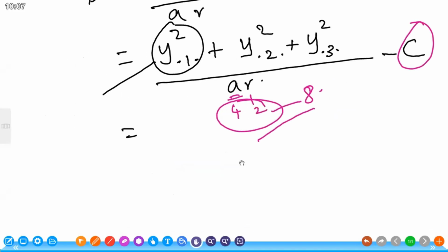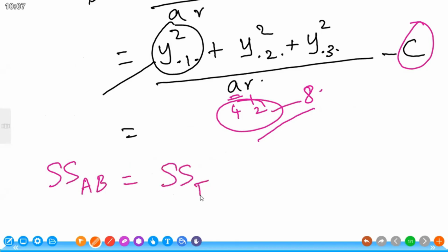Is it clear? Now, if you go to sums of square of AB, how do we calculate? Sums of square of treatment minus sums of square of A minus sums of square of B. Look at the formula. Go and look at the formula. It's there in the ANOVA table. Am I right?